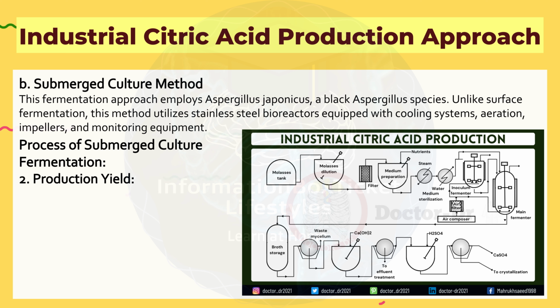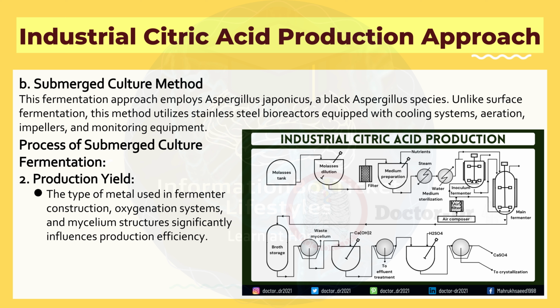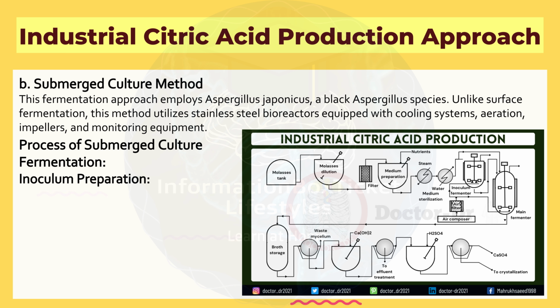2. Production yield. Batch bioreactors using 2,500 kilograms of glucose and 860 kilograms of oxygen generate 1,500 kilograms of citric acid and 500 kilograms of biomass. The type of metal used in fermenter construction, oxygenation systems, and mycelium structures significantly influences production efficiency. Candida lipolytica, an alkane metabolizing fungus, can enhance citric acid yield by 45% compared to traditional methods. Inoculum preparation.